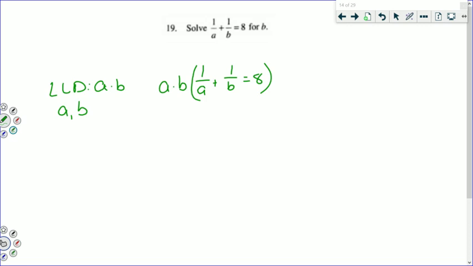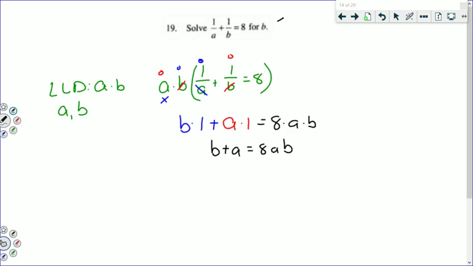When we do that, multiply that entire thing by A times B. A is going to go away here. This is going to reduce out, so we're left with B times 1. We have B times 1 plus, in this next fraction, B is going to reduce out with B, and we're left with A times 1. So B times 1 plus A times 1. And then that's going to equal 8 times A times B. Okay, so let's clear this up a little bit. We're going to get B plus A equals 8AB.